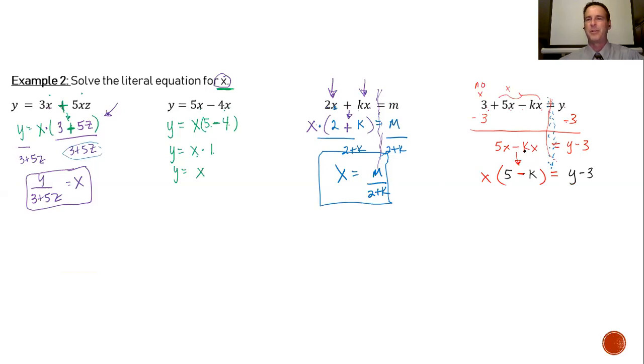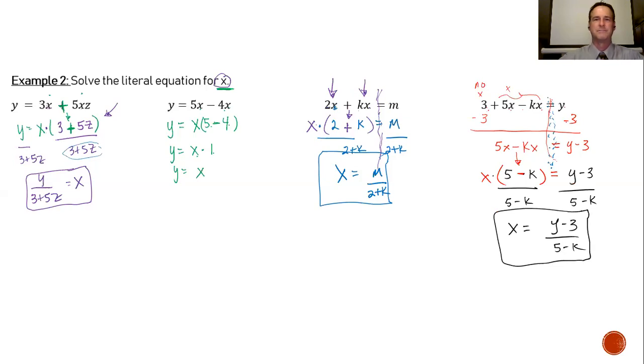Okay, so again, we're pulling out an x, but I can only do that if all my items here on the left have an x with it. And after that, the rest is easy. You just got to divide by this whole item, divide by 5 minus k. Okay, so x is equal to y minus 3 over 5 minus k. And we are done.